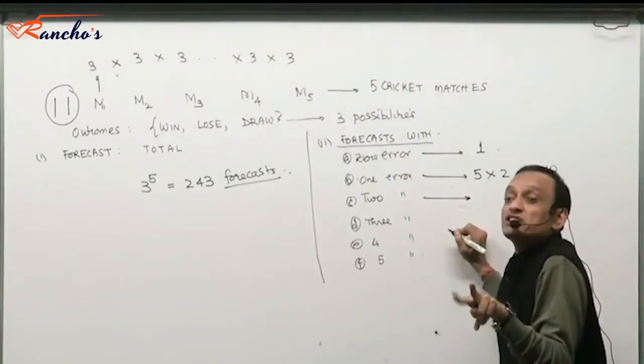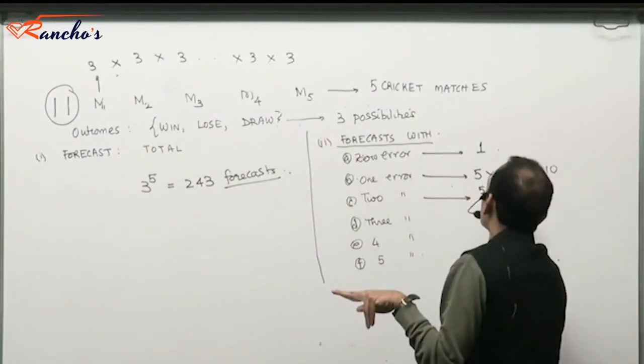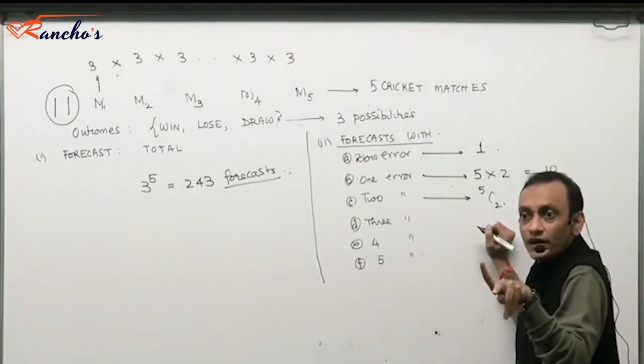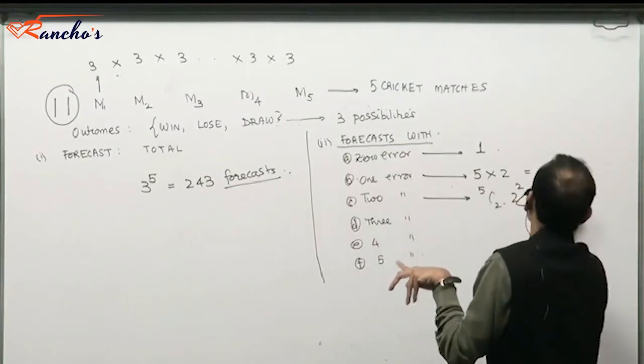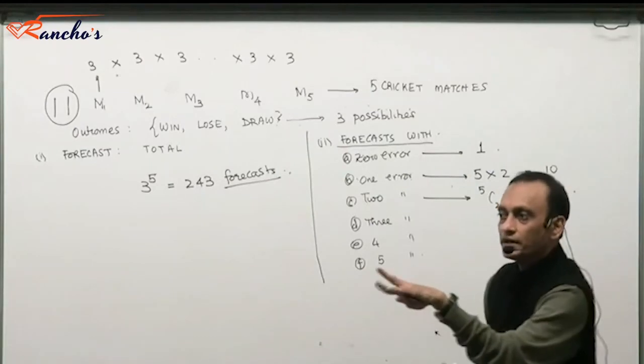Now 2 errors. That means 2 matches are wrongly predicted. So first select the 2 matches. That's 5C2 ways. And for each of the matches, 2 possibilities for error. So 2 into 2, that makes it 2 squared. So 4 into 10, that makes it 40. Yes or no?